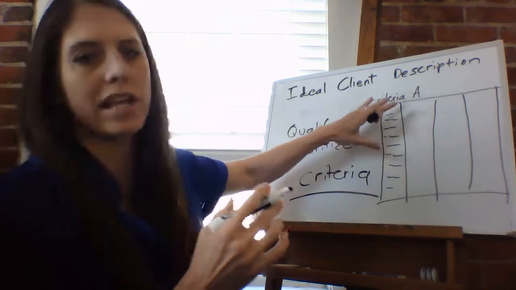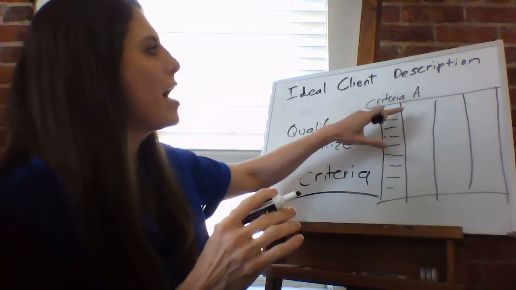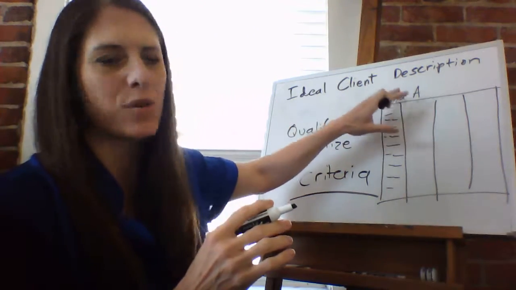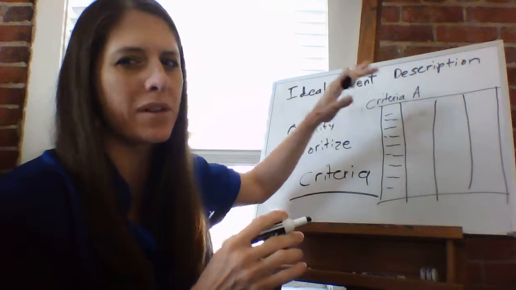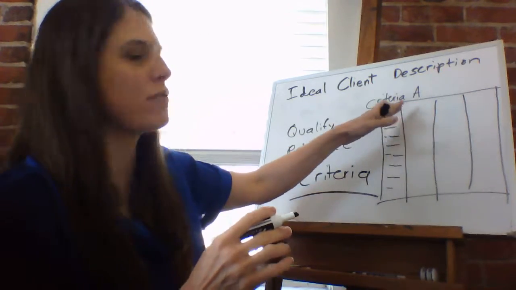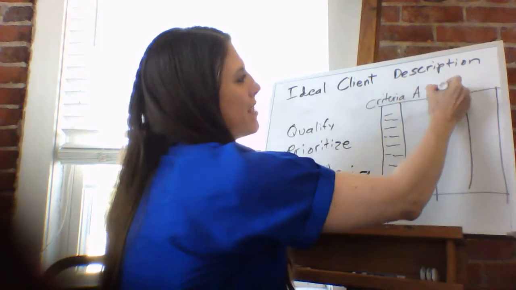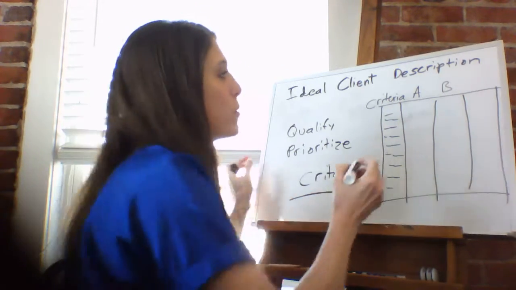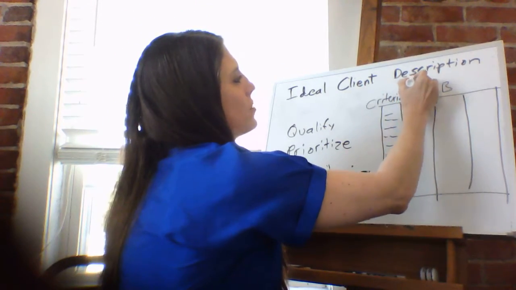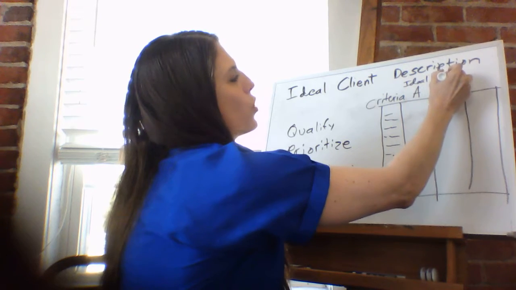Like I could say annual revenue. We'll just keep it really simple. My A type of ideal client, like on point type of client, is going to have an annual revenue between these two boundaries. My B type of client, it's okay, it's workable. So this is ideal. This is workable.